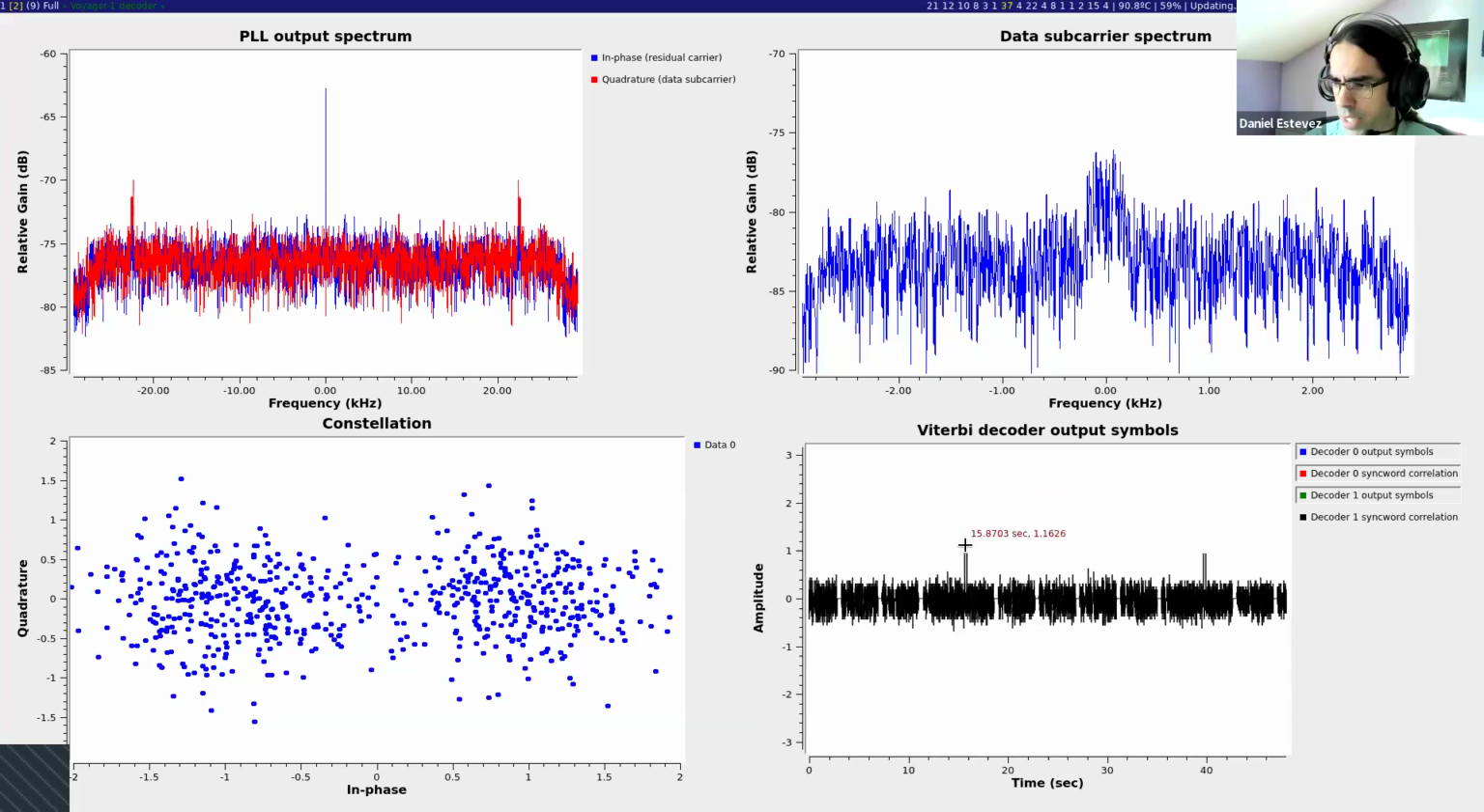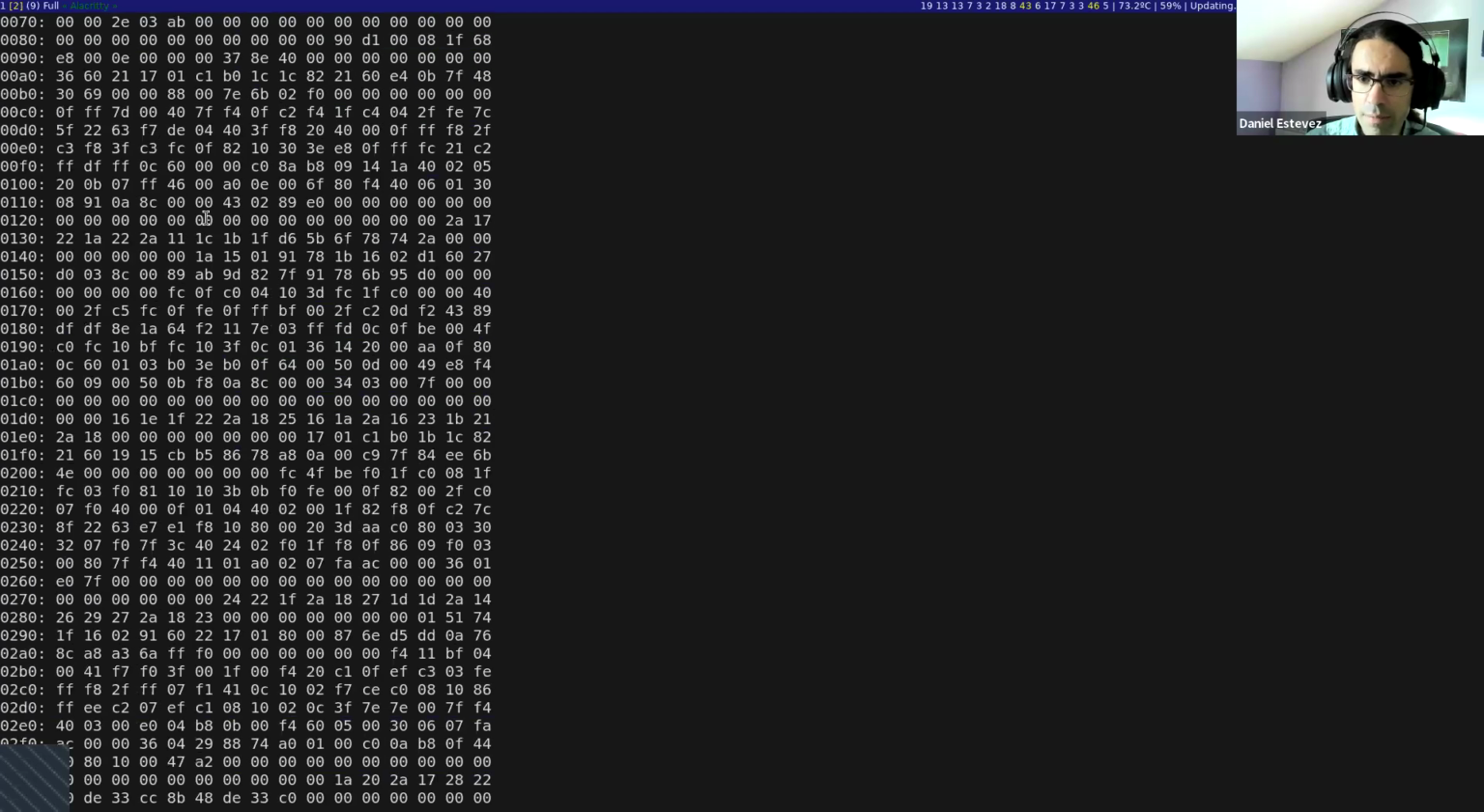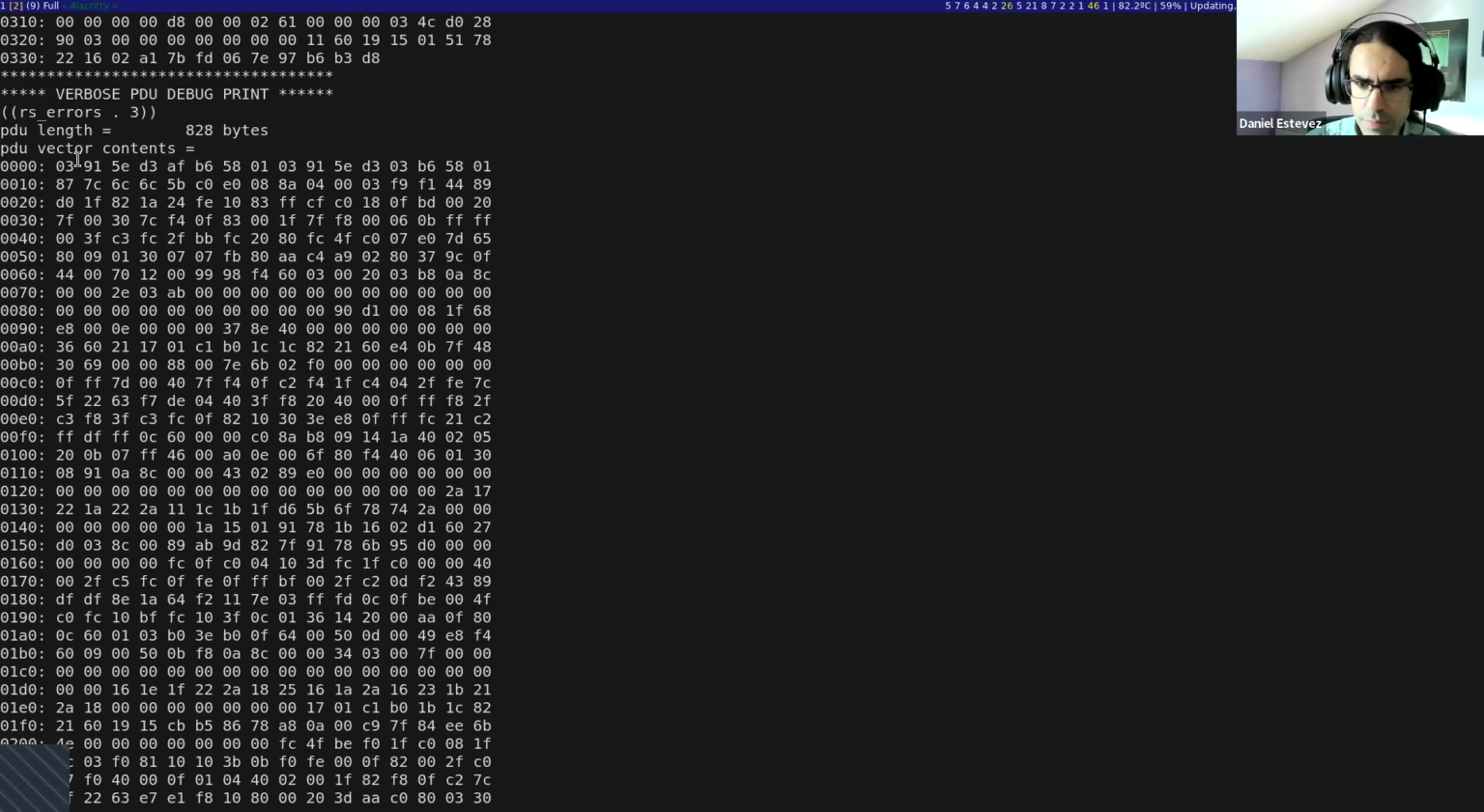But basically, you can see it like here. There's the beginning of a data frame, which goes up to here, another data frame. By computing this correlation with the synchronization word, and by looking at where the peaks appear, the receiver can say, hey, this is a frame, this is another frame, and so on. Each of these frames contains binary data. And we can look at one of them, for example, this one.